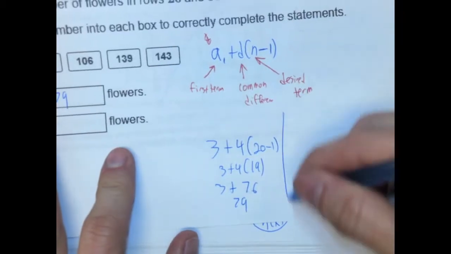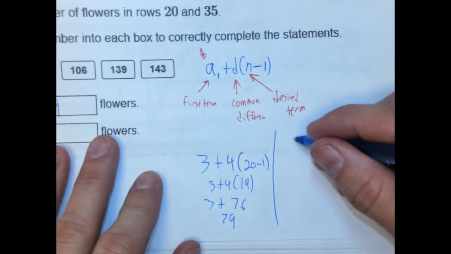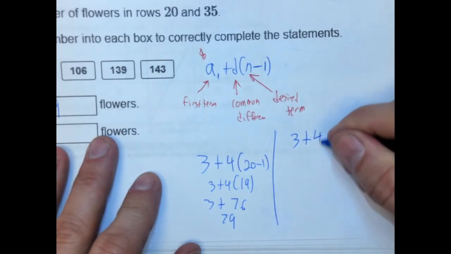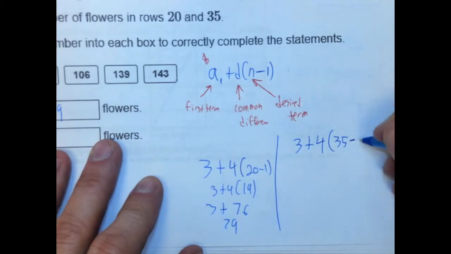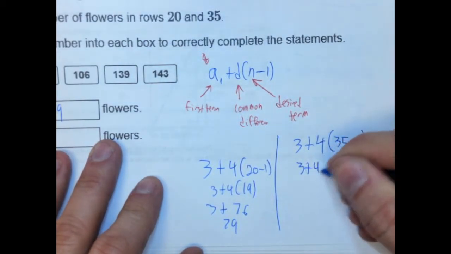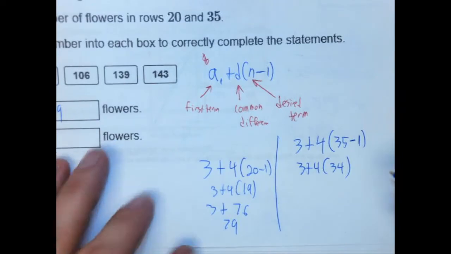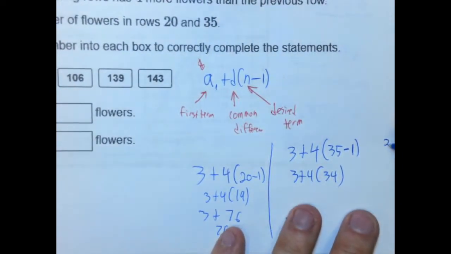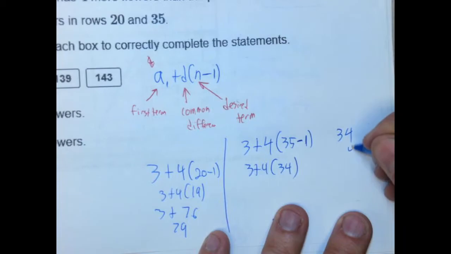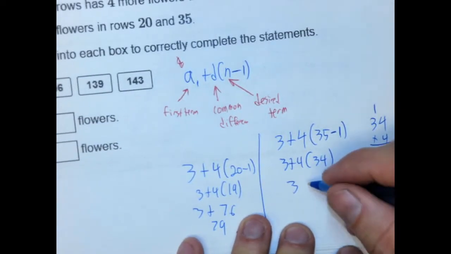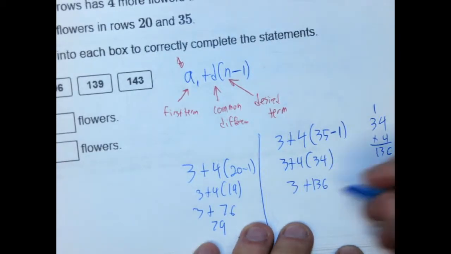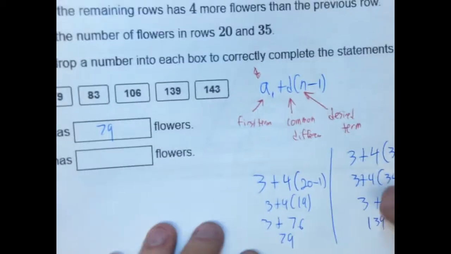And then the next one is going to be 3 flowers as our starting value, and then the common difference is 4. But now, instead of 20, we're going to have 35 as our desired term. So 35 minus 1, so 3 plus 4 times 34. And then 4 times 34, let's do that over here. 34 times 4, 130, yeah, 136. Yep. This would be 3 plus 136, that'd be 139. And that's it.